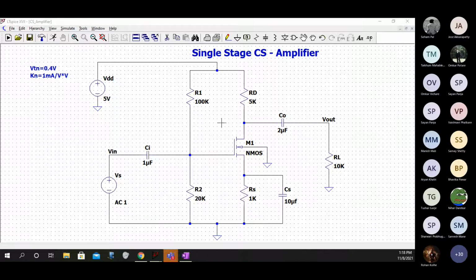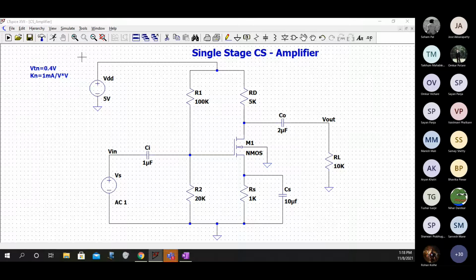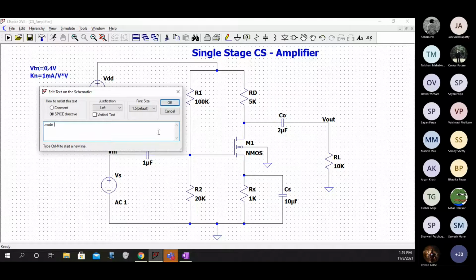Now, one thing we all should note here is that we have made the circuit, but if you just try to run this, it will not run because we have not given the dot model. We have not assigned any threshold voltage. We have not assigned any Kn value to this MOSFET. So now comes the assignment. So I'll write here dot model. So what is the name? NMOS.